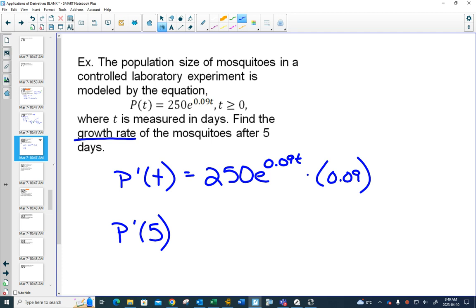How did you do on your derivative? Derivative of e stays by itself, but then this one has a chain rule, so you also have to multiply by 0.09. I don't know if any of you simplified it, but if you did, you'd get 22.5.